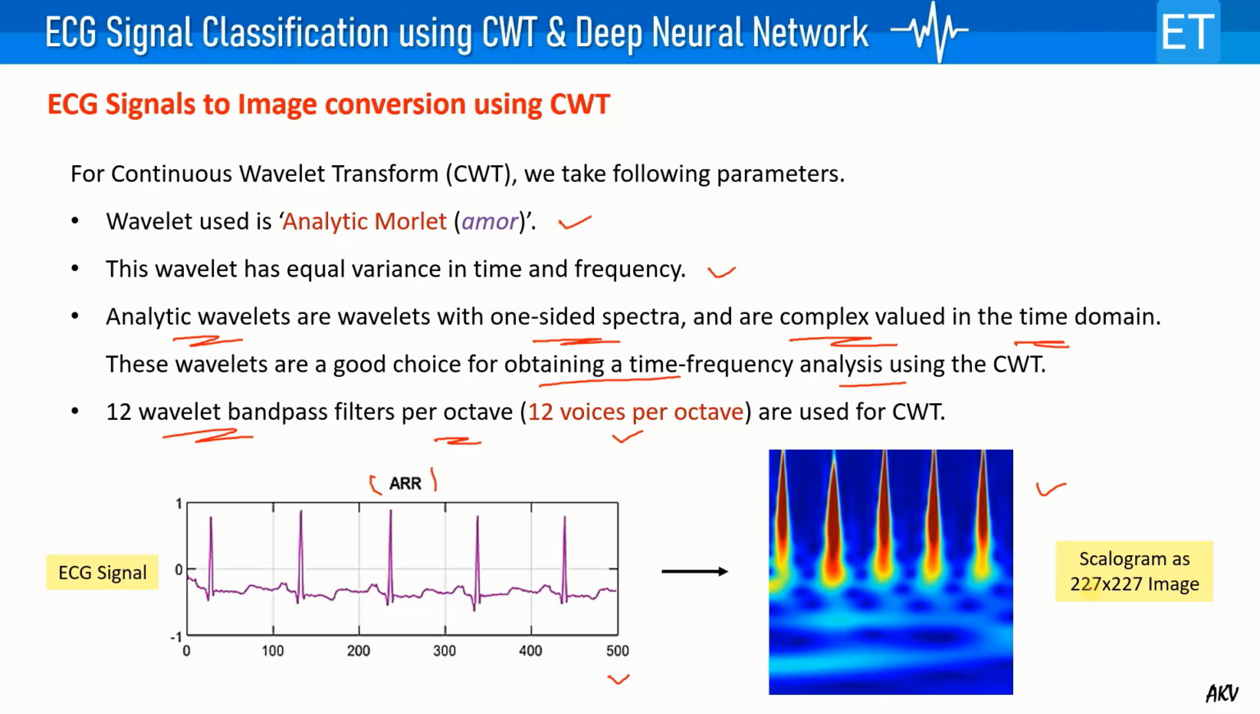This is converted into an image of size 227 by 227, and here you can simply identify these peaks: 1, 2, 3, 4, and 5 peaks. You can identify 1, 2, 3, 4, and 5 peaks in this image. So this is the representation of the one-dimensional signal in the form of a two-dimensional image using continuous wavelet transform. This we will do for all those 900 signals.